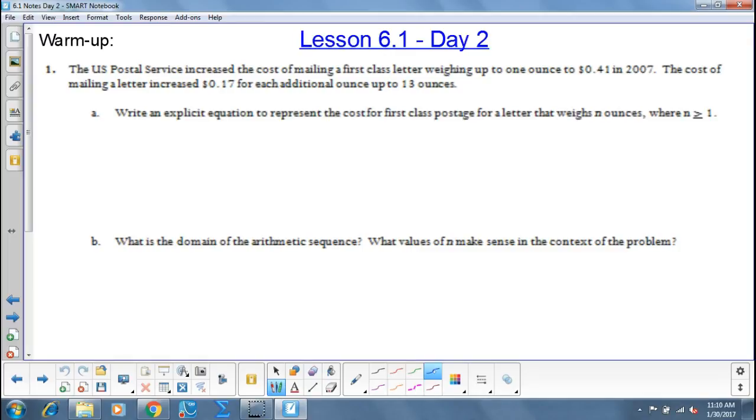Why arithmetic, Ryan? We're always, when we add an ounce to our package, we go up by 17 cents. We add another ounce, we go up by 17 cents. It's always adding 17 cents for each additional ounce. So that is arithmetic.